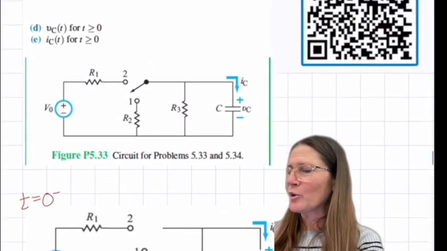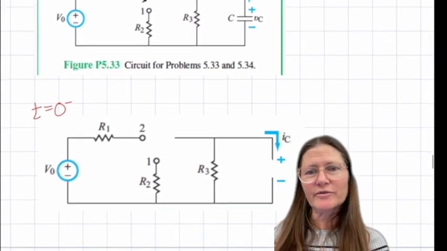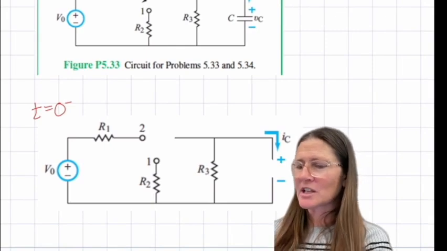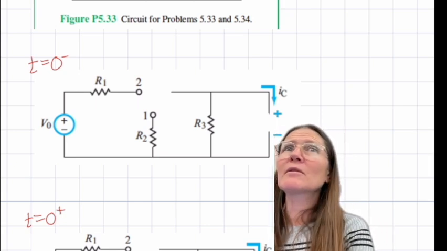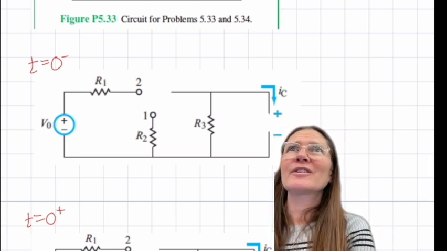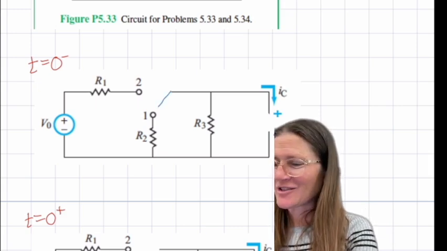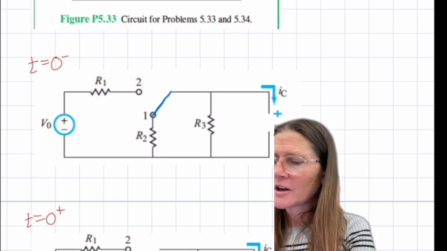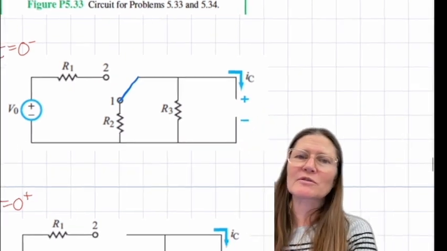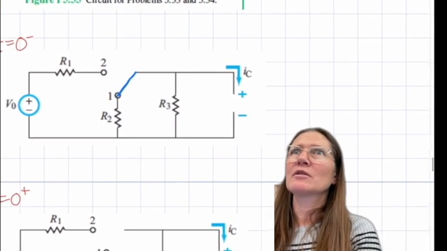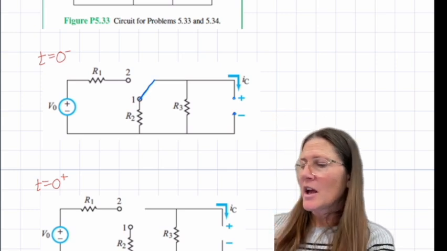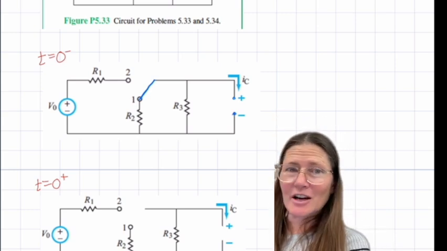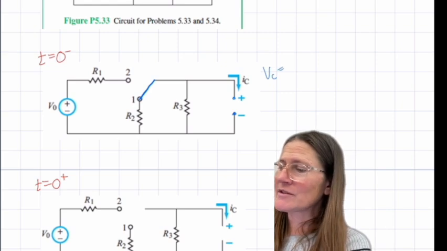Okay, so you need to draw these for each of the different cases. So t equals 0 minus. Where is the switch going to be? Down, correct, thank you. So you're going to have a wire here. And what is happening with the capacitor? Okay, so it stays open, and there's nothing connected there. So your VC will be 0, IC will be 0 here.